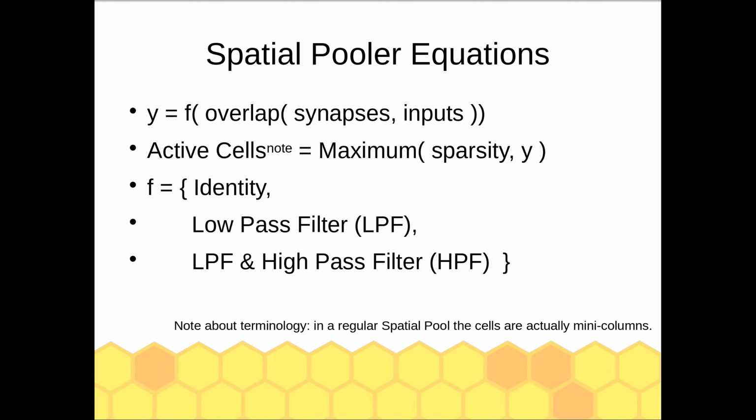Here we see several of the spatial pooler's equations. It is not critical that you understand these equations. The first line describes the input to the spatial pooler. In plain English, what this equation says is that each cell in the spatial pooler adds up all of the inputs which coincide with a synapse to that cell, which is the overlap function. Then that overlap function is passed through another function f, which is the subject of this presentation. The second line describes how cells compete to activate, using the result of the function f as their competitive strength.